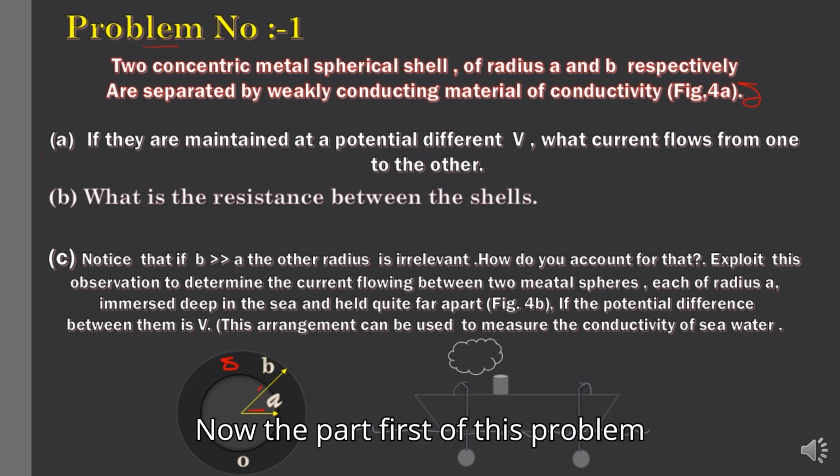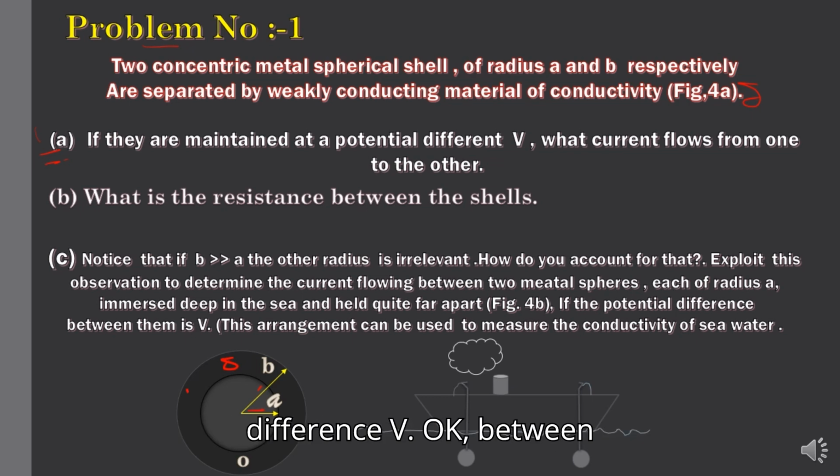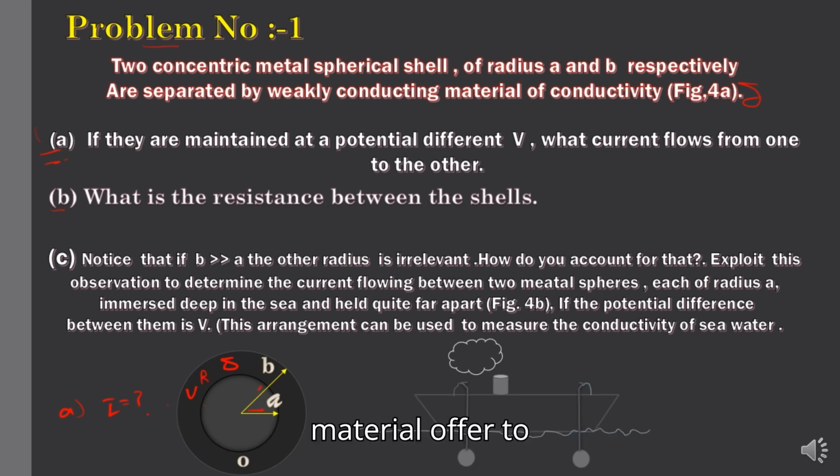Now part a of this problem says that if we maintain a potential difference V between these two surfaces, what current flows from one to the other? So this is part a. Part b asks what resistance the black material offers to the current. So b says that R is unknown.